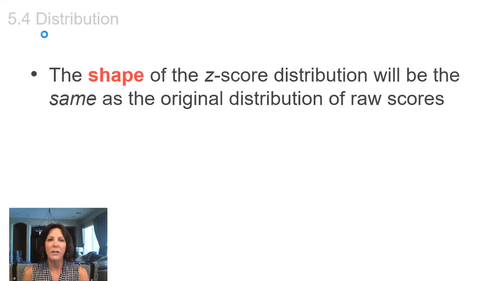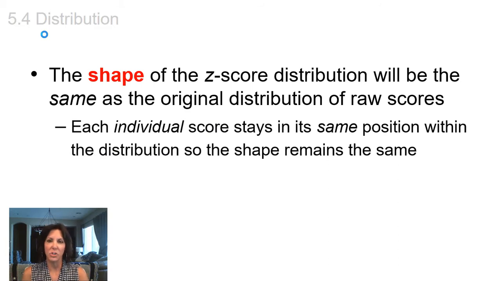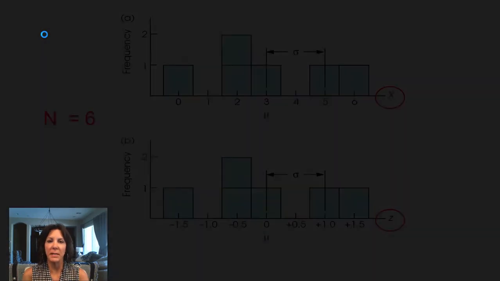First of all, the shape of the z distribution is going to be exactly the same as the original distribution. Basically, we're just relabeling the x-axis. So the shape is going to stay the same. The values aren't going to change, but the labels will change. So each individual score stays in its same position within the distribution and the shape remains the same.